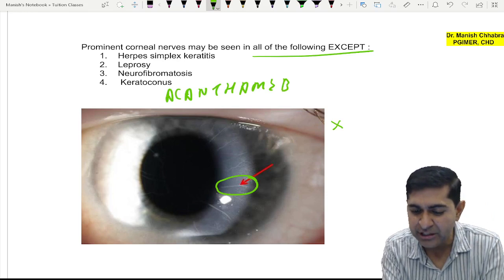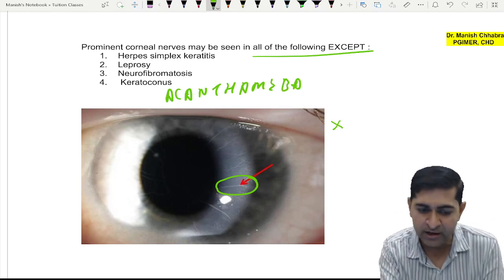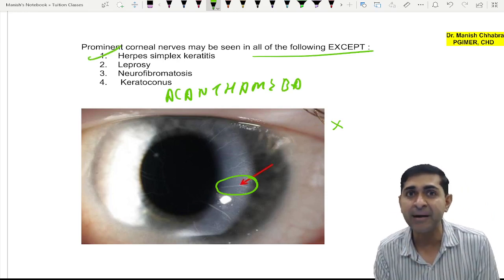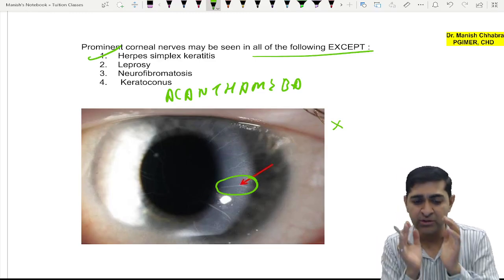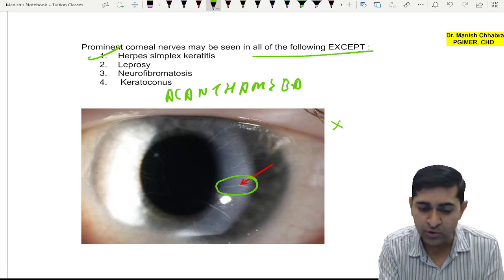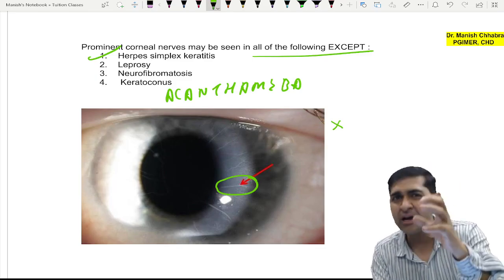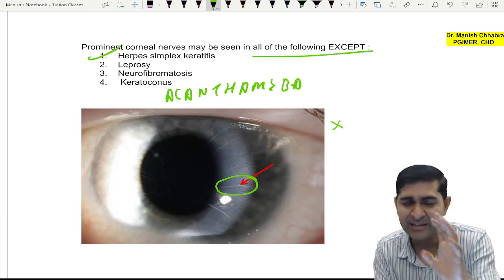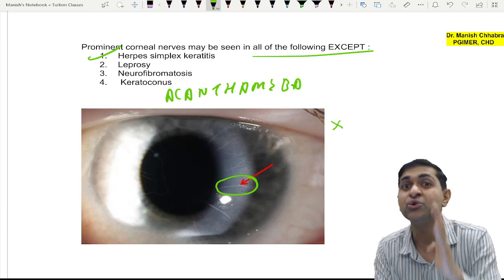So this was a pretty straightforward question. So which is odd one out? It is herpes simplex keratitis. Okay, so this is odd one out. So you are going to mark herpes simplex. So there are many reasons, but these four reasons you should know.